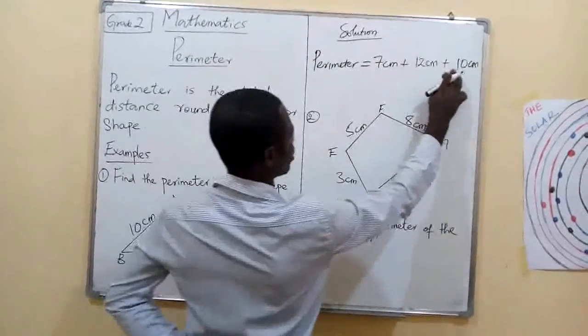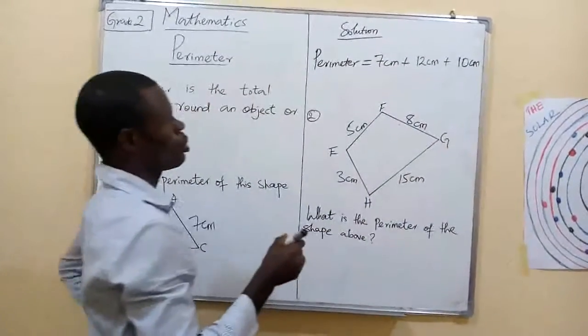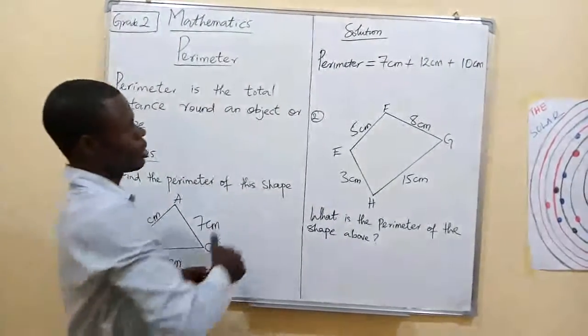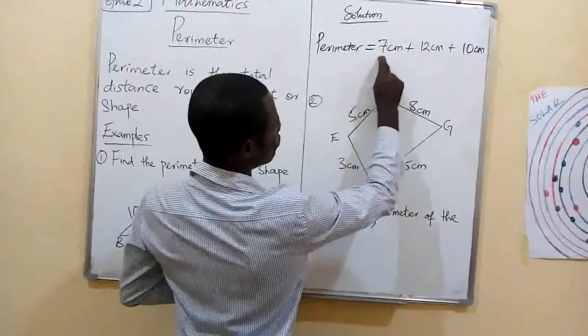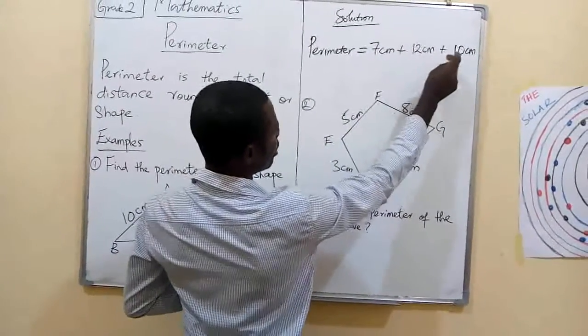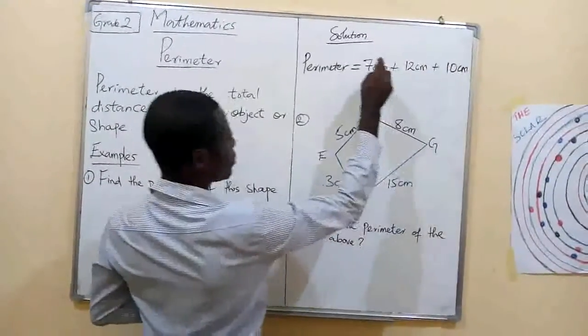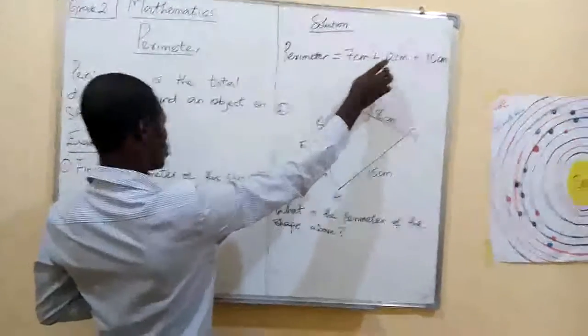Alright? So what do we do next? You add the numbers together. This is 7 cm plus 12 cm plus 10 cm.